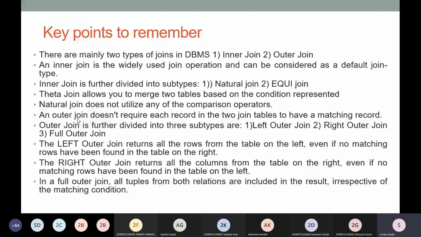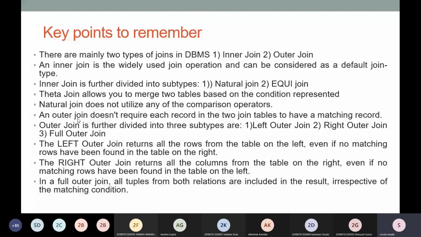So theta join allows you to merge two tables based on the condition represented. Natural join does not utilize any comparison operator. An outer join does not require each record in the two join tables to have a matching record. Outer join is further divided into three subtypes: left, right, and full outer join.